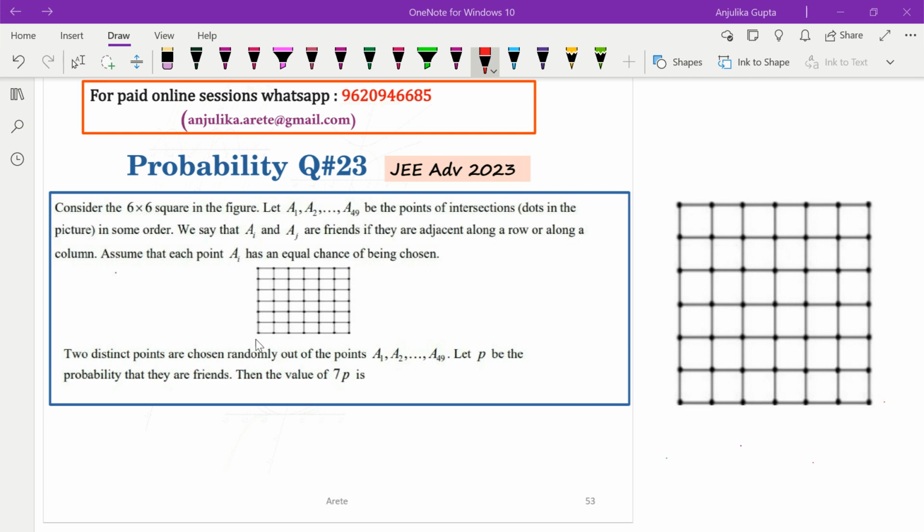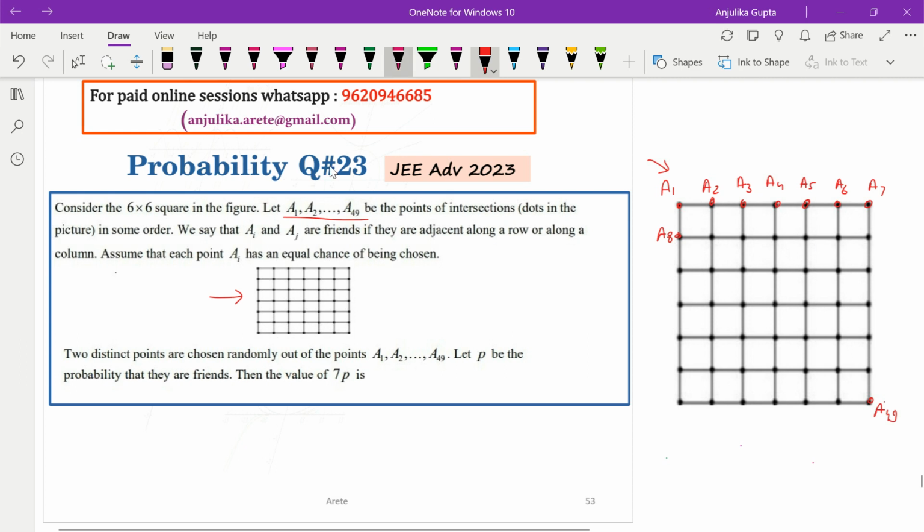In this question, they are talking about 6 cross 6 square. We have enlarged form over here. The grid points or the intersection points they are naming from A1 to A49. You can do it in any order. Let's do it in a particular order: A1, A2, and so on. This would then be A8, and if we keep on naming it, the last one would be A49.